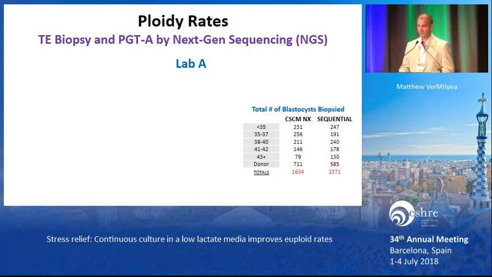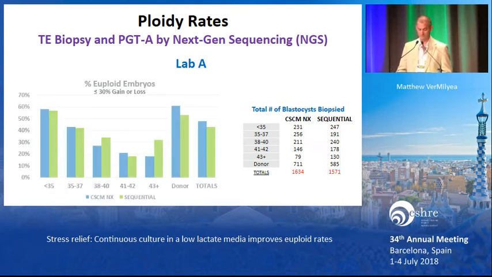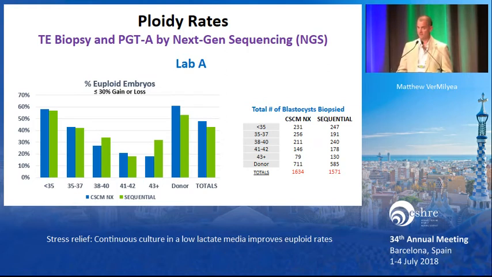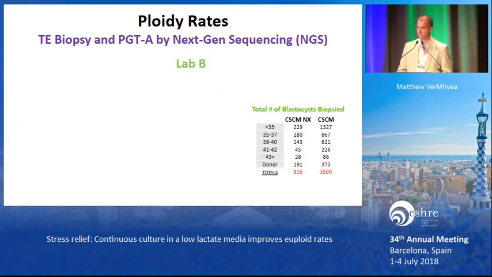So more interestingly, in our laboratories, we then wanted to look at ploidy rates. And we do a lot of PGTA. One laboratory, Lab A, does about 60%, whereas Laboratory B does about 70% of all cycles. So the percent euploidy rate in embryos, now this is defined as less than 30% gain or loss of particular chromosomes. When we looked at about 3,000 embryos, we saw a significance of about 5% more euploid, chromosomally normal embryos identified by using a low lactate media versus a sequential system.